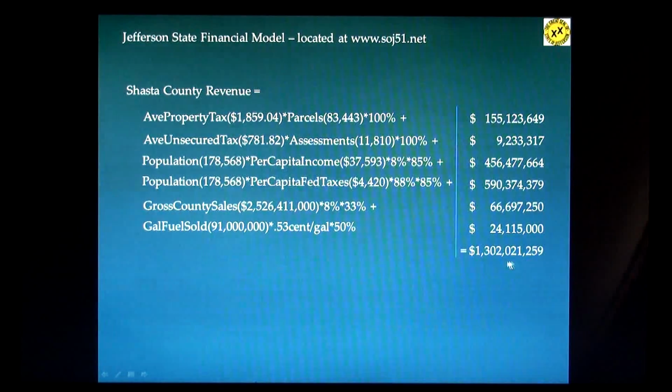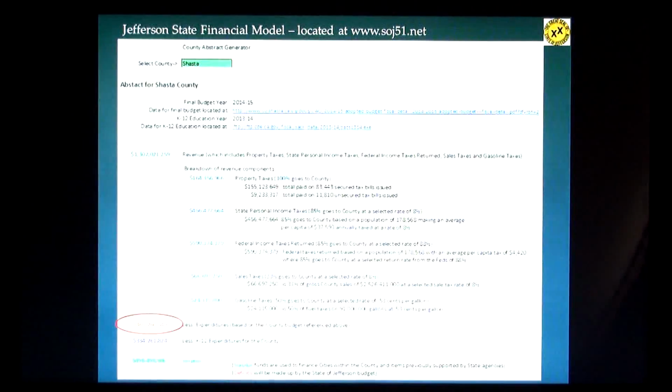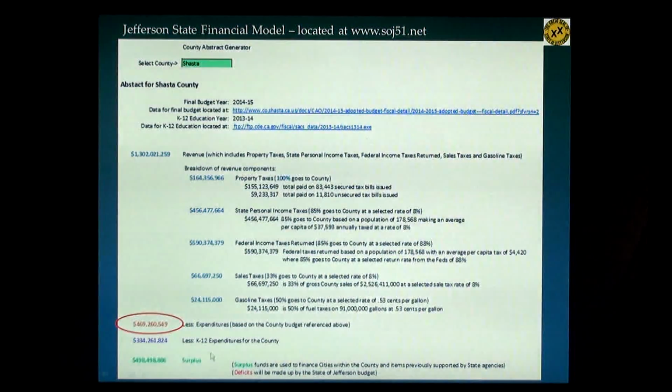So we see these are the income streams from each of those formulas using the numbers that we spoke about earlier. So we see that general revenues for Shasta County are slightly over $1.3 billion. From that, we take a number of expenses. The first one is how much does it cost to run the county of Shasta? Well, that's determined by the Board of Supervisors, as it should be.